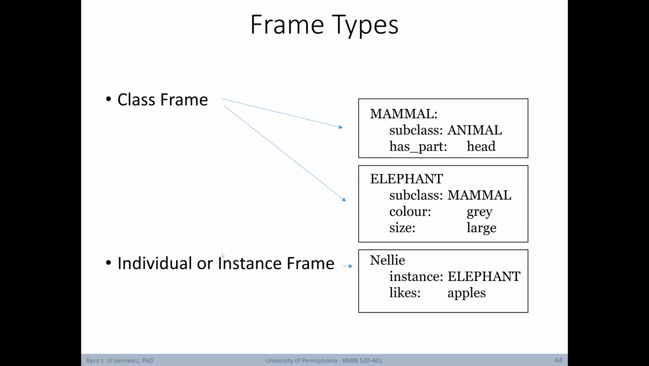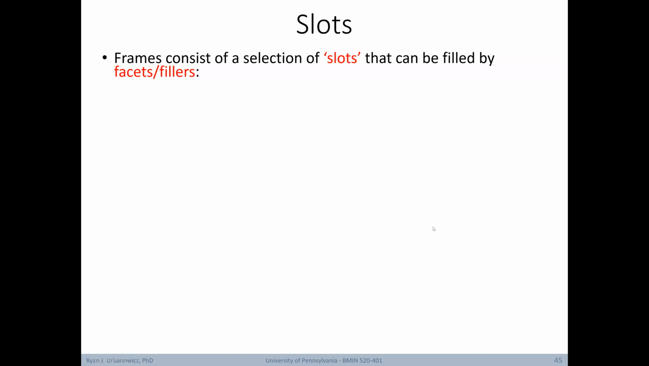We can also have frames for individuals or instances. In this case, we have a specific individual elephant called Nellie. Nellie is an instance of the more general category or class elephant. And in this case, Nellie likes apples. Now let's define the term slots. Frames consist of a selection of slots that can be filled by what are called facets or fillers.